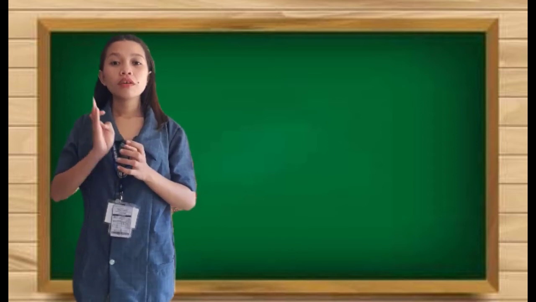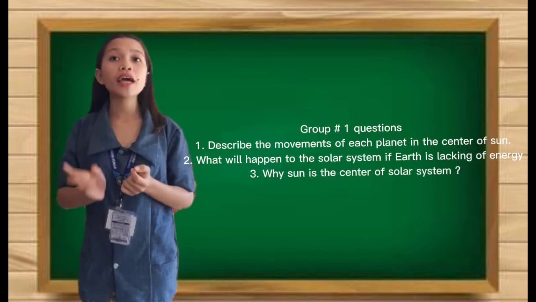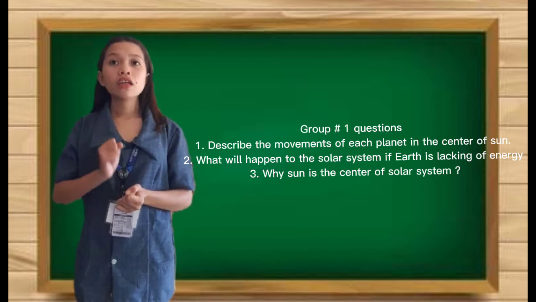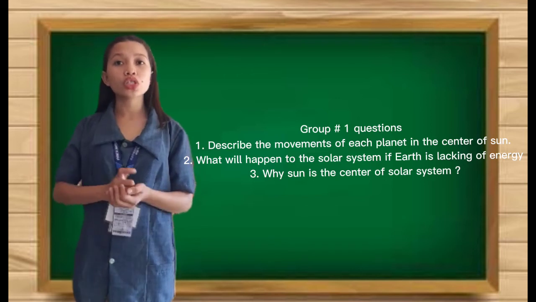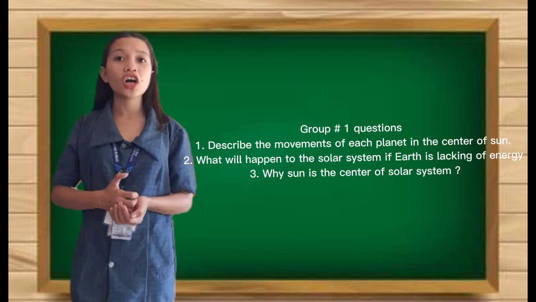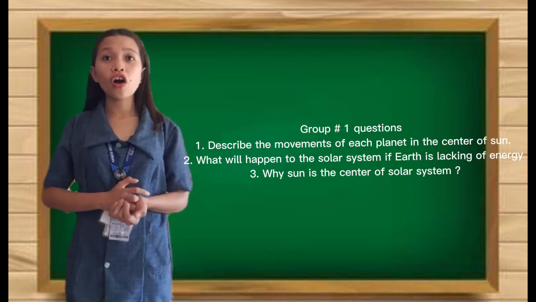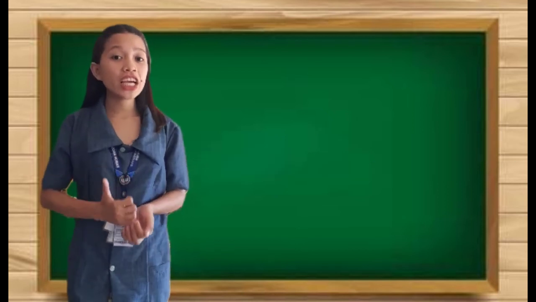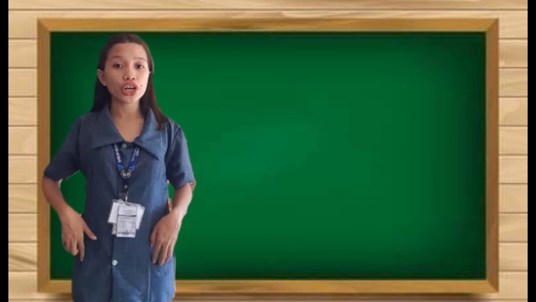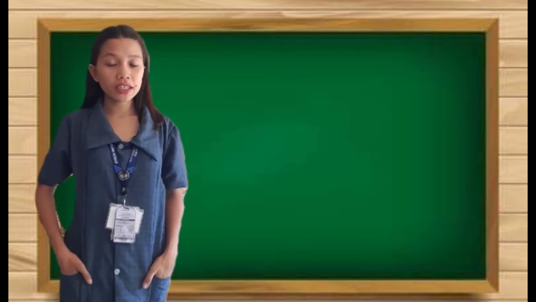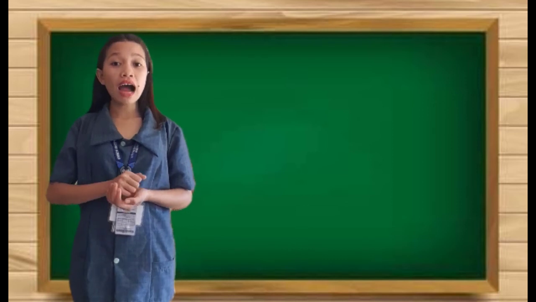I have prepared questions. For the group 1 questions, describe the movements of each planet around the sun. Another question, what will happen to our solar system if Earth is lacking of energy? And the last question, why is the sun the center of the solar system? Okay, each question 100 words, and put your answer in one whole sheet of paper. Sa likod ng one whole sheet of paper, ilagay ang inyong pangalan.